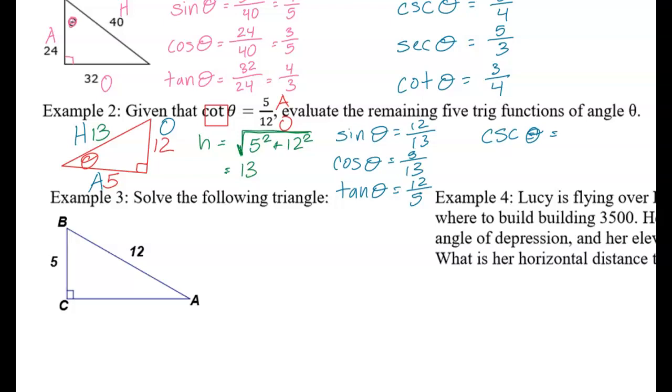Anybody? Cosecant. Yes, 13/12. I just took sine and flipped it. What about lastly? Because we already had cotangent, so I just need to do secant. What do I get? Yes, thank you. Okay, it is 155. I am going to stop here.